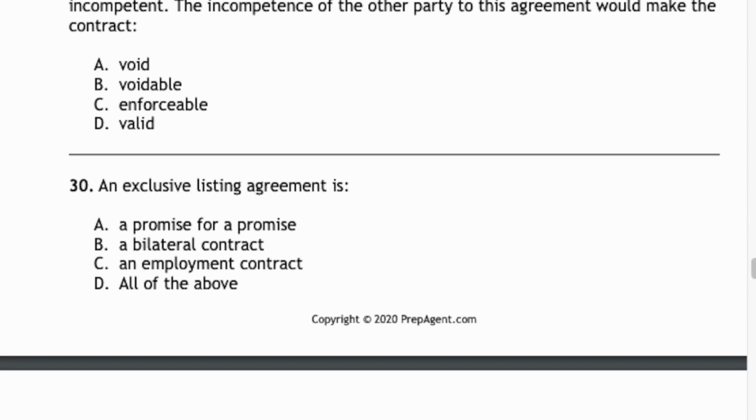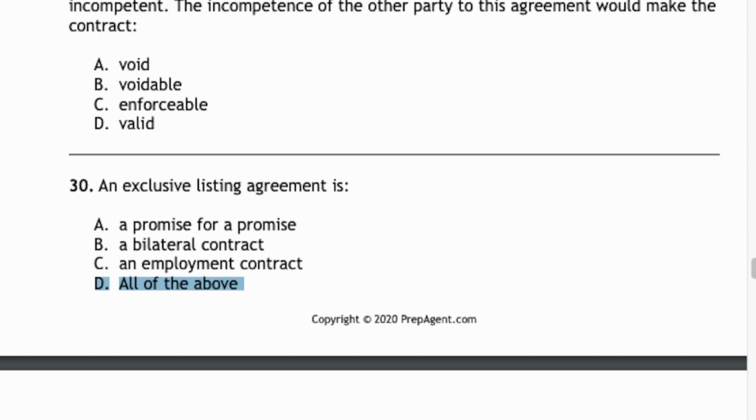30. An exclusive listing agreement is A, a promise for a promise, B, a bilateral contract, C, an employment contract, or D, all of the above. The answer to this one is D, all of the above.